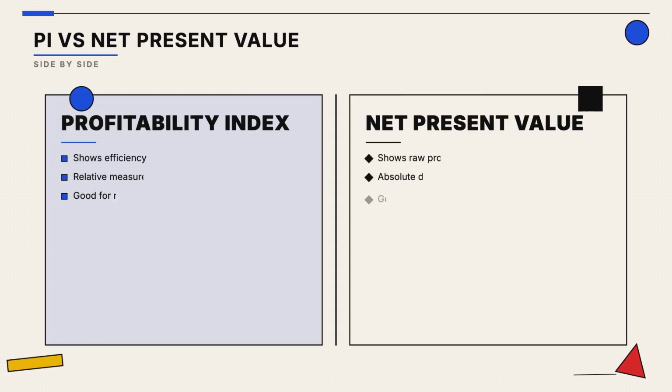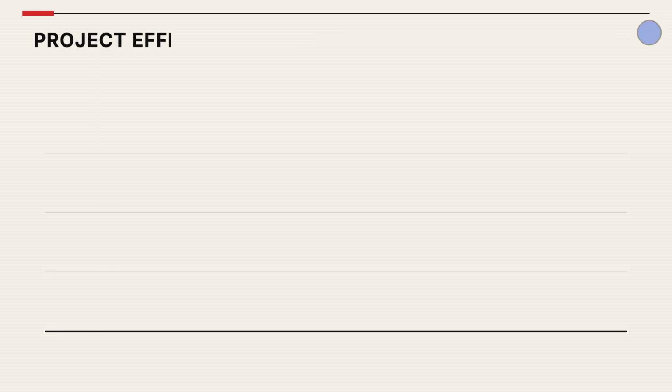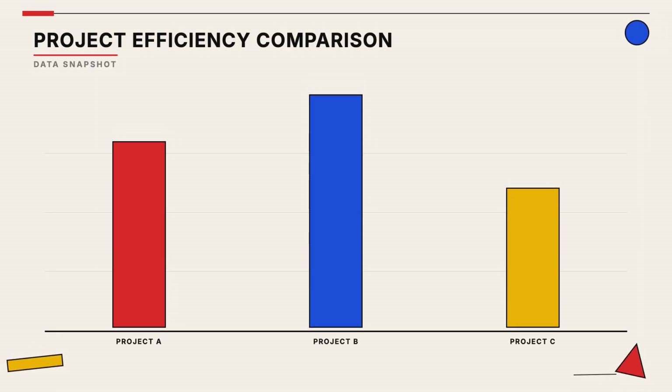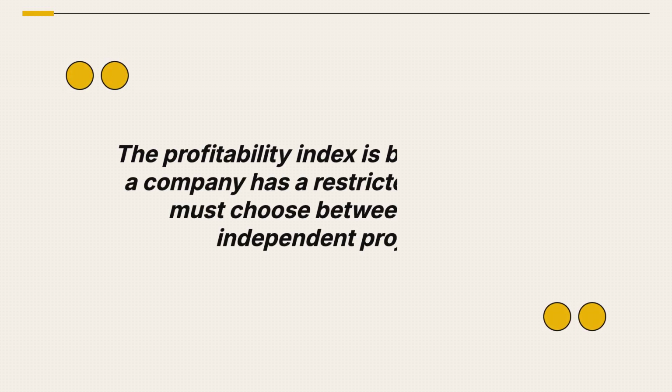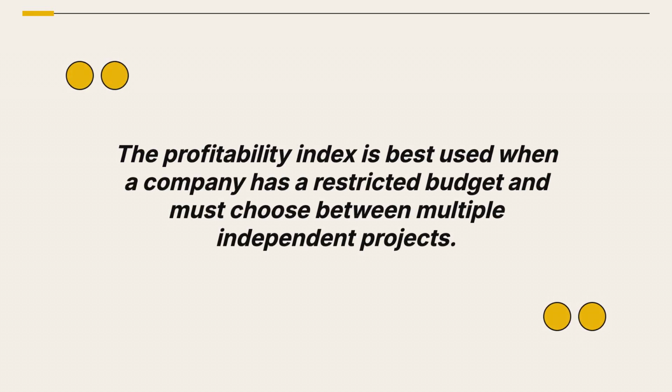While net present value shows raw dollar gains, the Profitability Index shows how efficiently a project uses its capital resources. If a company has limited funds, they often prioritize projects with a higher index score to maximize their overall return. It is most helpful when budgets are tight, as it helps rank projects by their sheer efficiency rather than just the total profit.